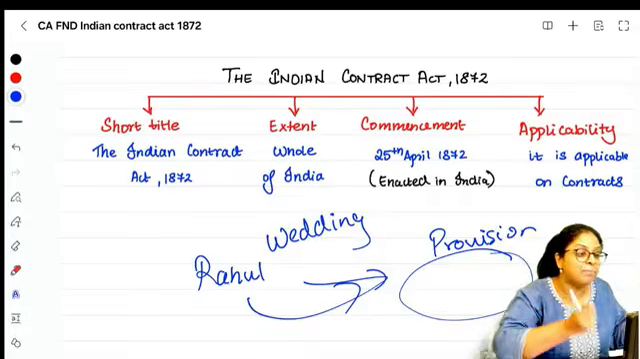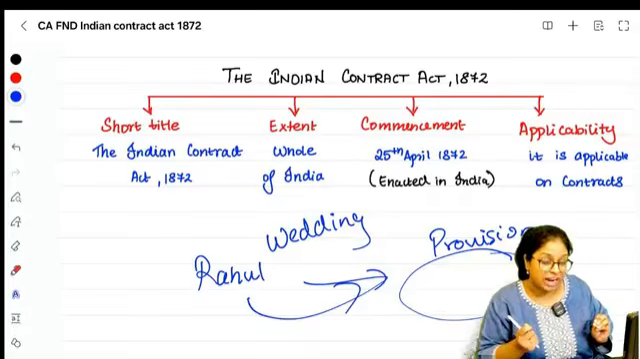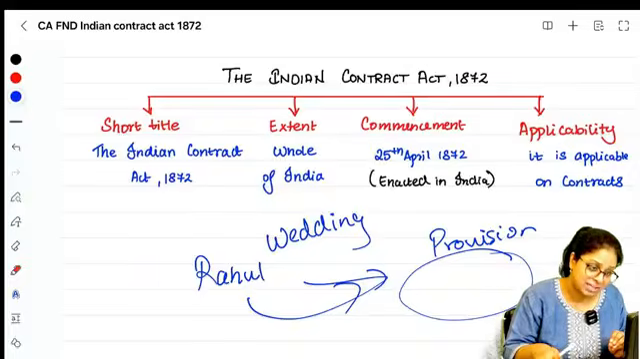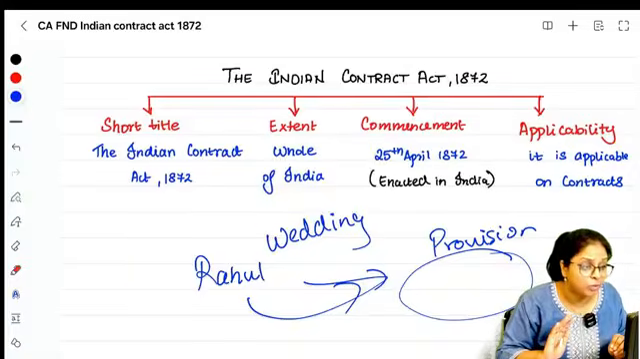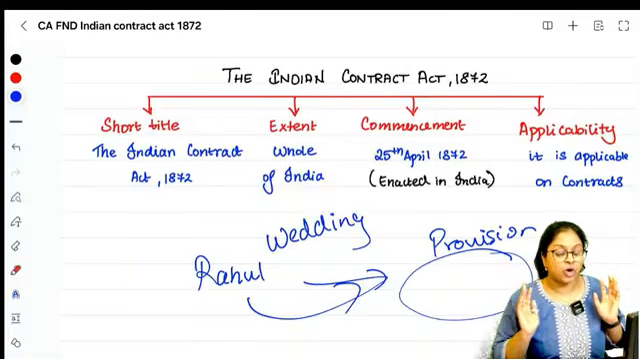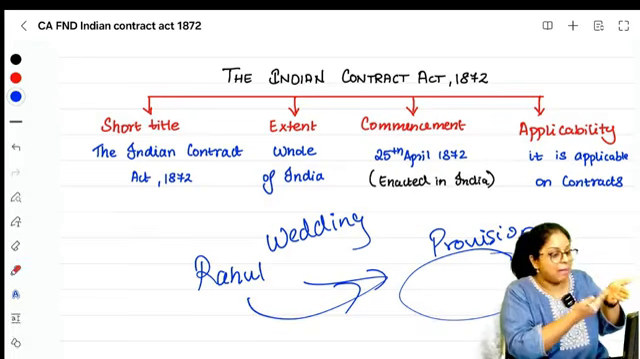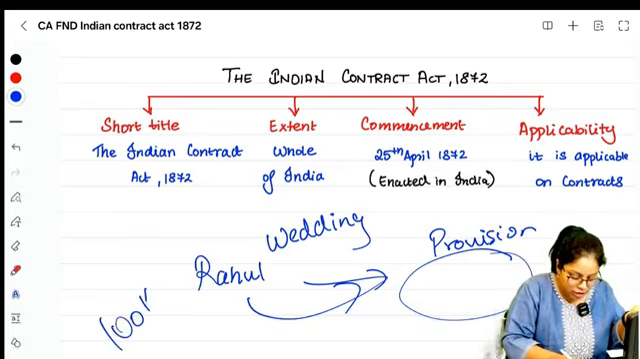He's telling that, ma'am, please purchase that 100 kgs of rice. Even if my wedding gets cancelled, I'll still ask the guests to eat and go. Look at how big a heart he has. Okay, so believing this Rahul guy, I placed the order for 100 kgs of rice.